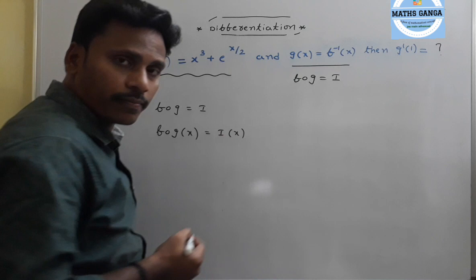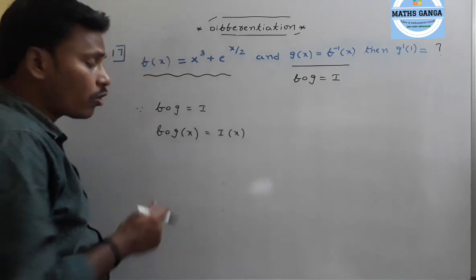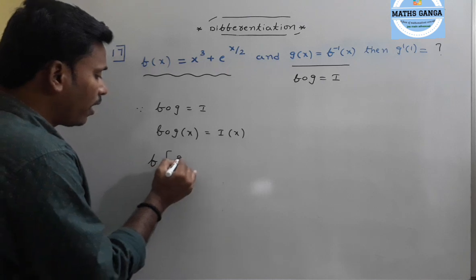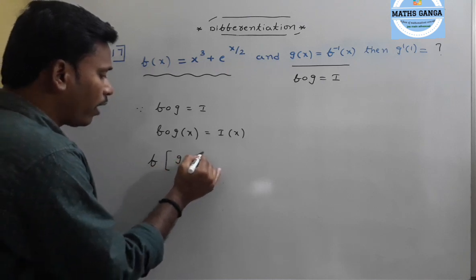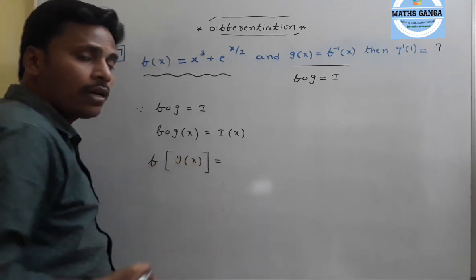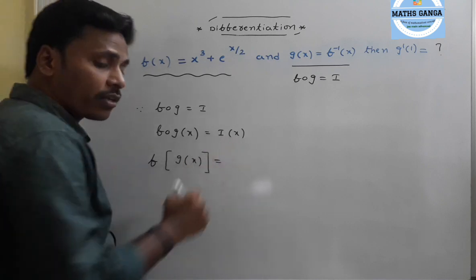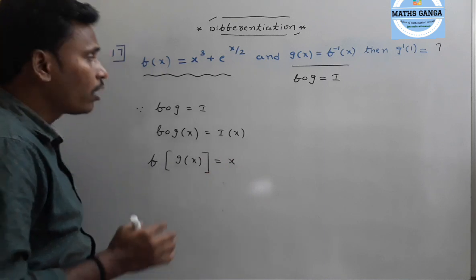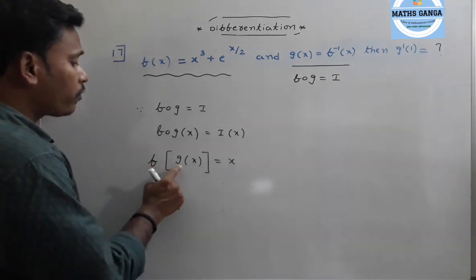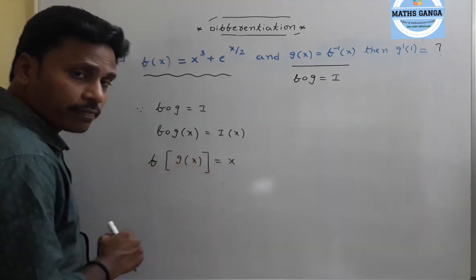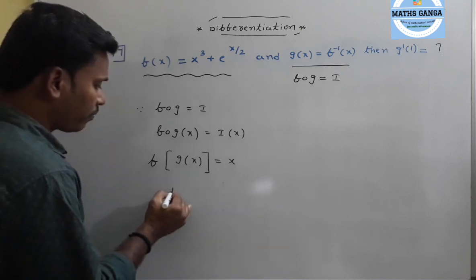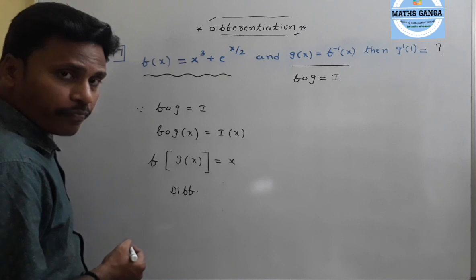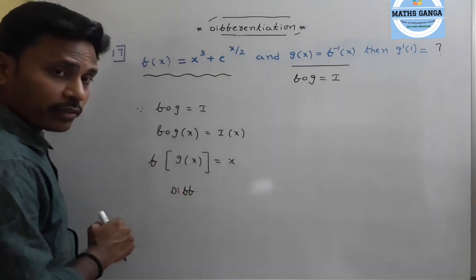of x. And by the definition of composite functions, f circle g of x is nothing but f of g of x. And what do you say about this identity of x? Identity of x is x. So now we have f of g of x is x. Differentiate both sides with respect to x.